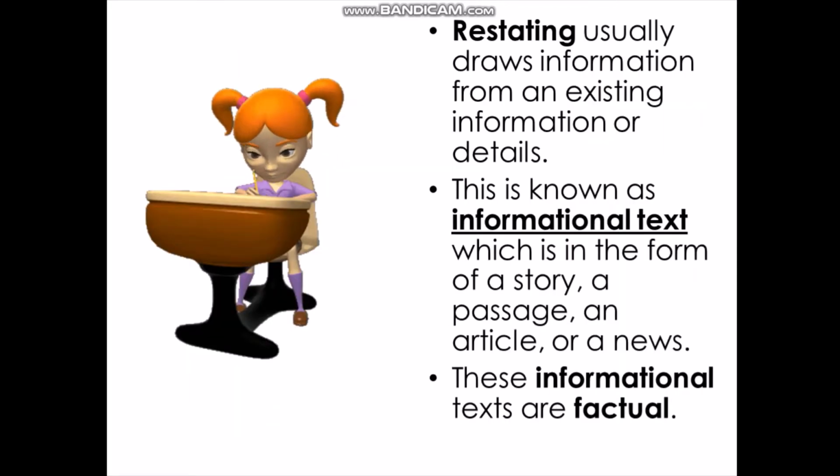So, restating usually draws information from existing information or details. This is known as informational text, which is in the form of a story, a passage, an article, or a news. These informational texts are factual. Okay, so when restating, we actually use informational text. It could be a story, passage, article, or news.